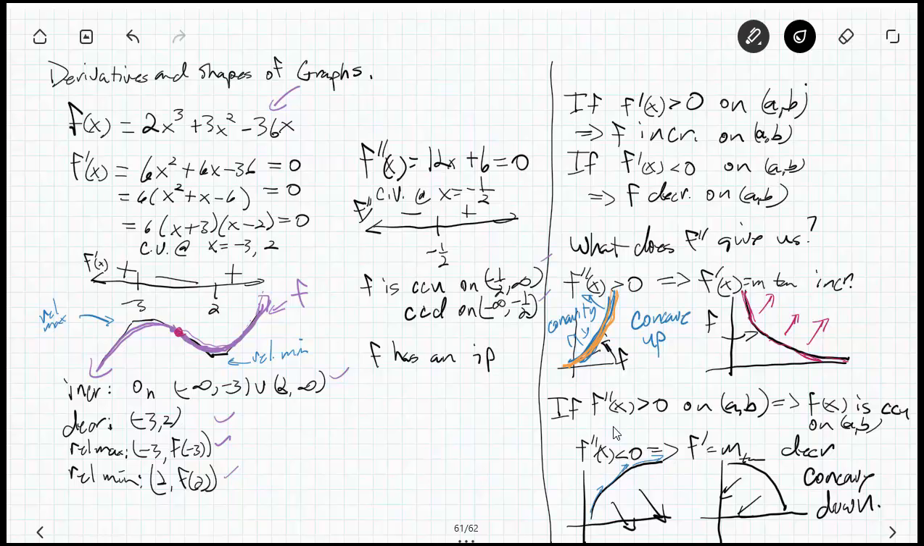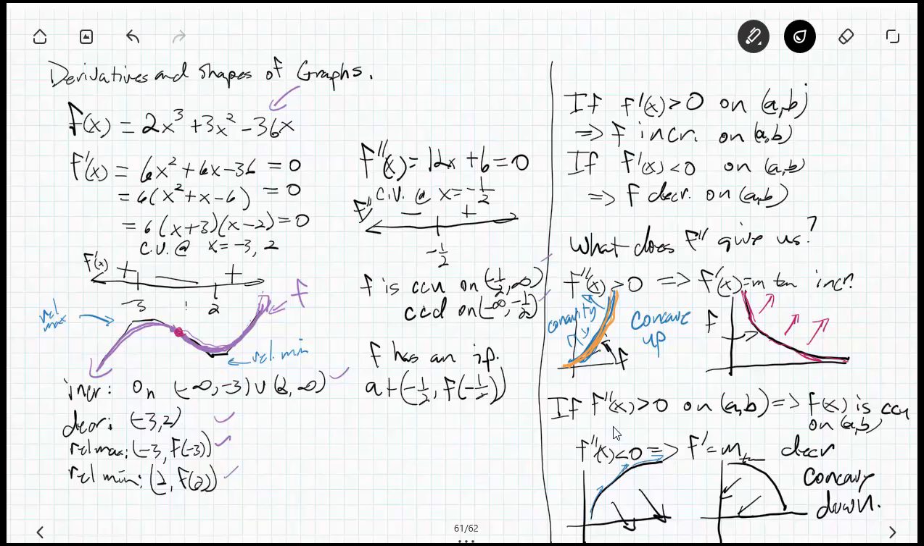Okay? All right, so if I go back to my good friend, this guy, I know that f has an IP at -1/2, f of -1/2. And I'm done. That's it. This is all of the information. I can sketch this graph. Now, what do I know? I know f of 0 equals 0.